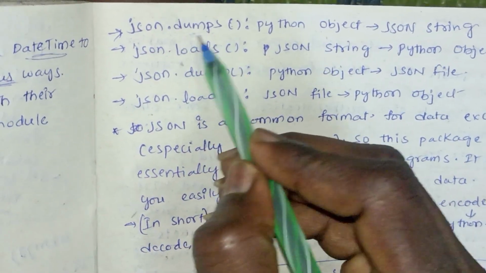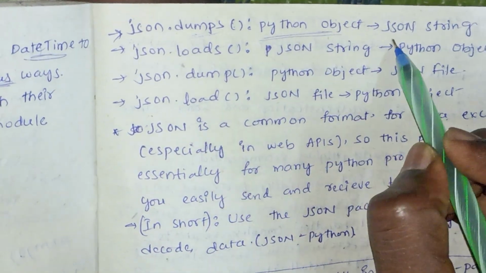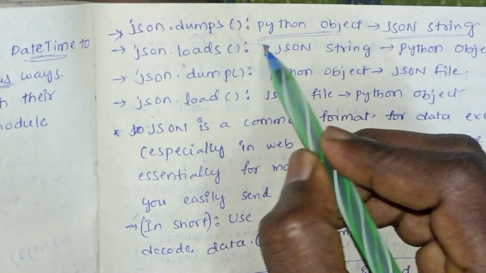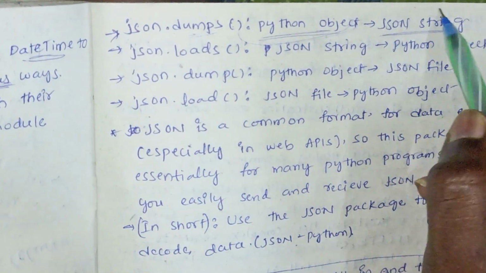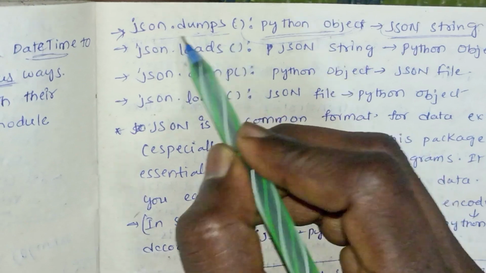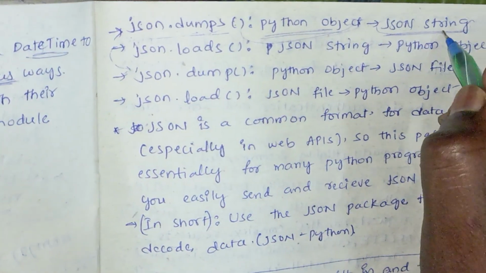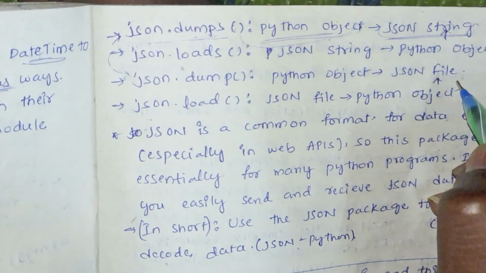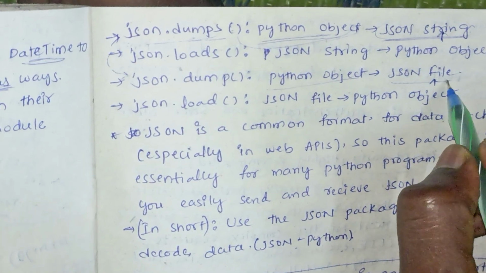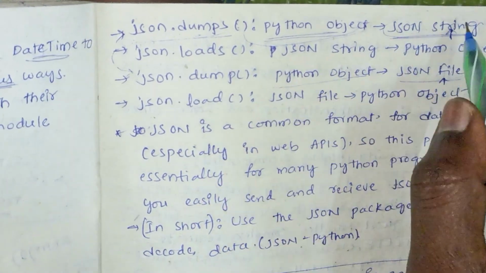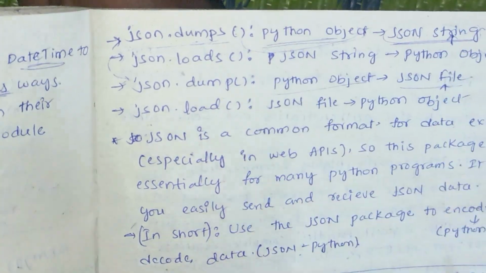Dumps occurs in two ways. One is the conversion of a Python object to a JSON string. Whenever we create some object in Python and it is converted to a JSON string, that is json.dumps. And one more, dump, is quite the opposite: it is in the form of a file. A Python object is converted to a JSON file. Here file, there string, that is the difference between these two. Both are the same, but the conversion is of two different types.